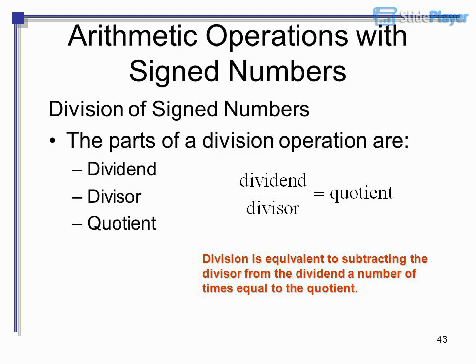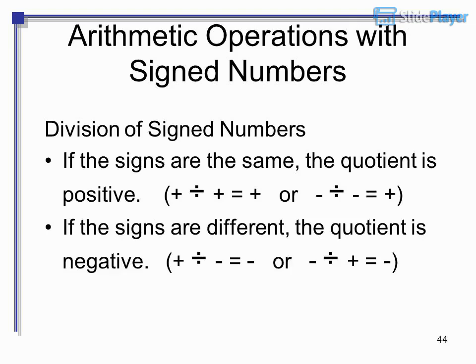Division of signed numbers. The parts of a division operation are dividend, divisor, quotient. Division is equivalent to subtracting the divisor from the dividend a number of times equal to the quotient.